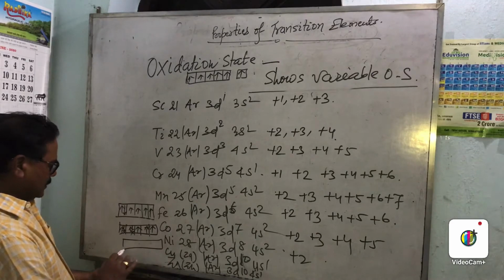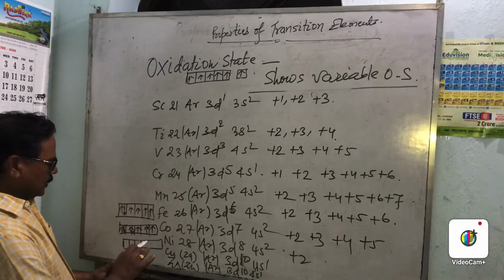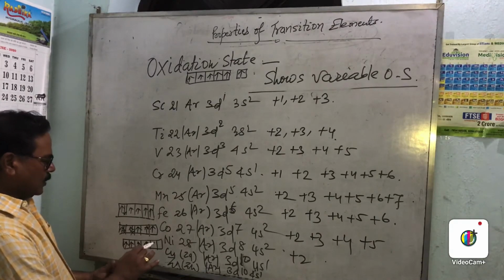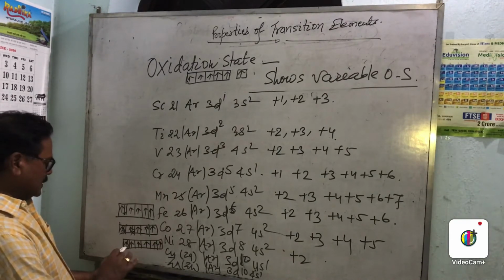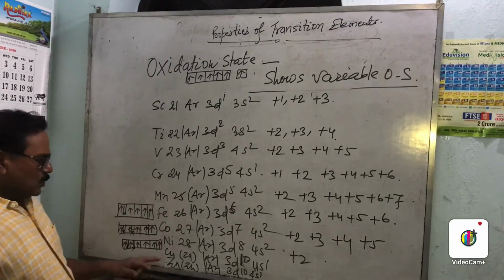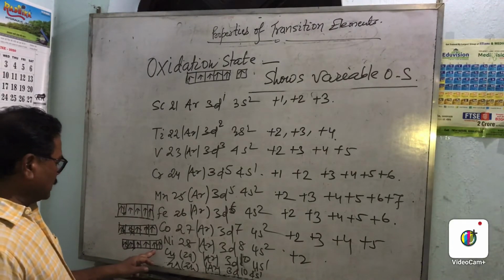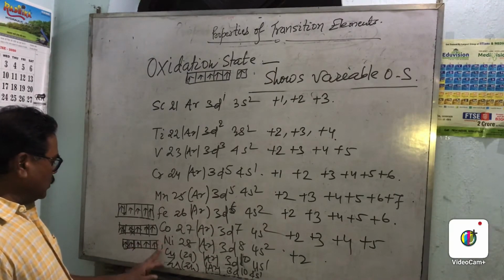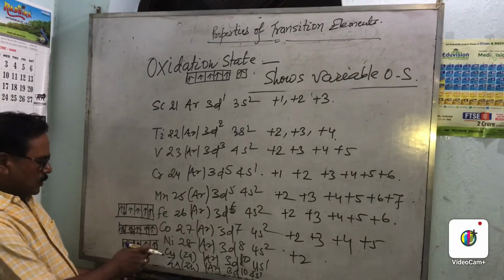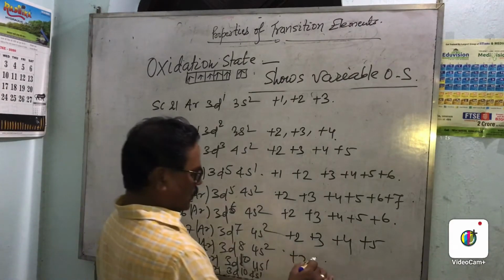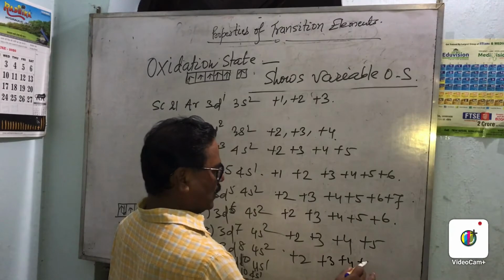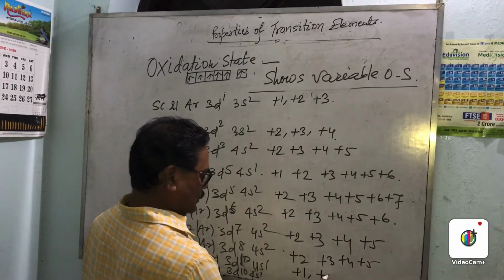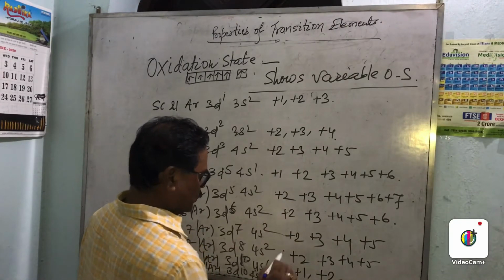If we write here 1, 2, 3, 4, 5, then 1, 2, 3, 4, 5, 6, 7 and 8, so it will be +2, +3, +4, +5. Similarly, for copper +1 and +2, and for zinc there is only +2.